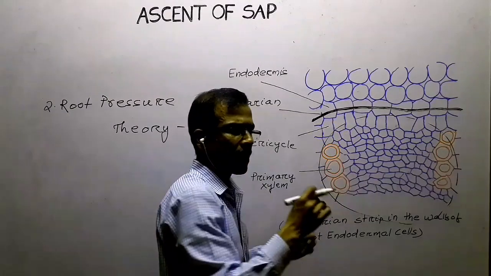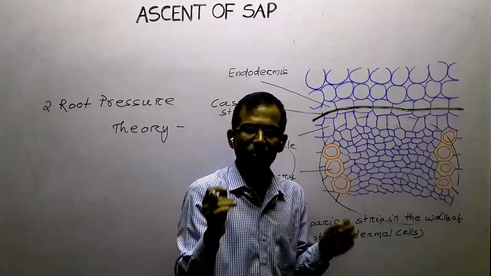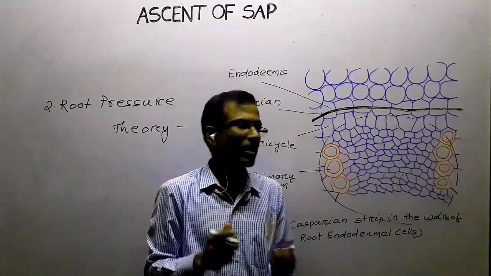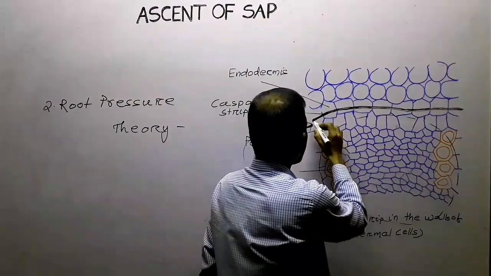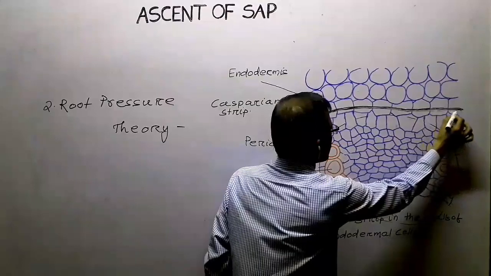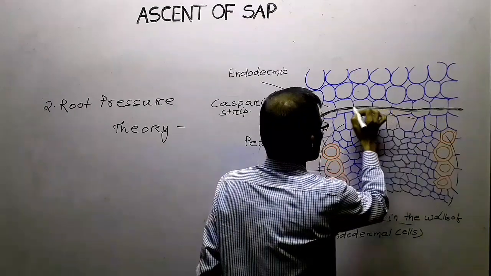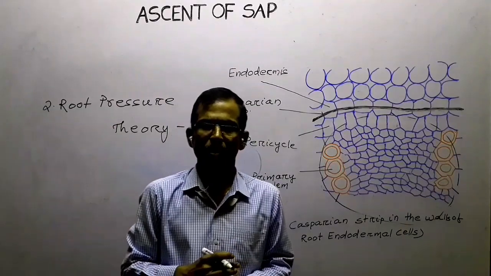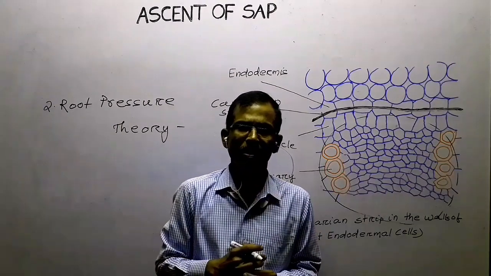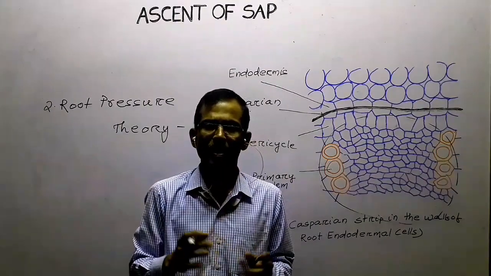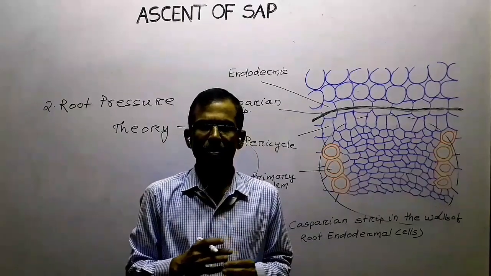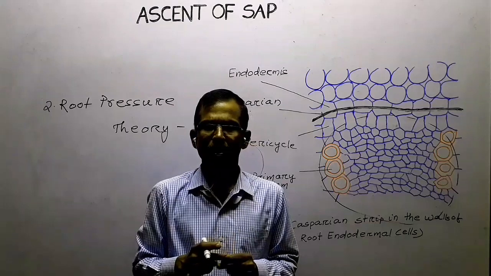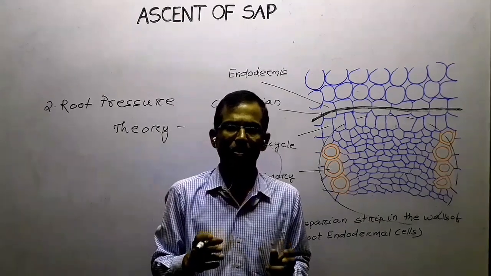The radial and transverse walls of endodermal cells develop characteristic thickening known as Casparian strip. The Casparian strip is principally composed of suberin. Suberin is a hydrophobic substance and it fills the space between cellulose microfibrils in the cell wall. It also fills the intercellular space.